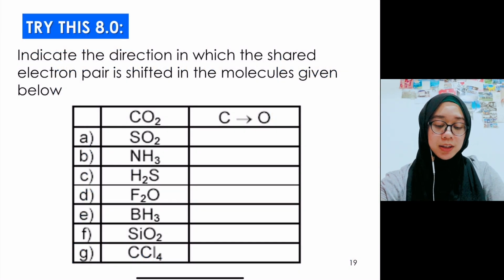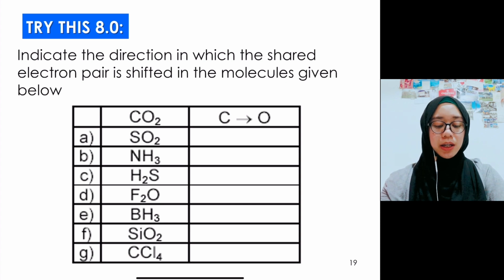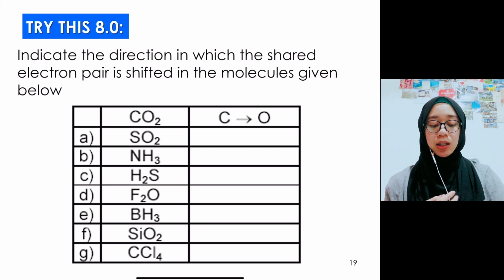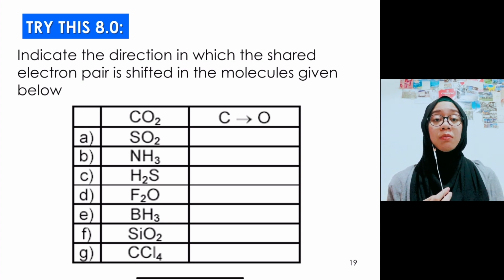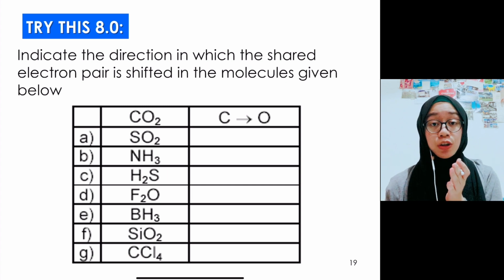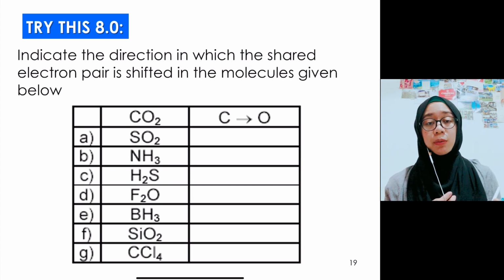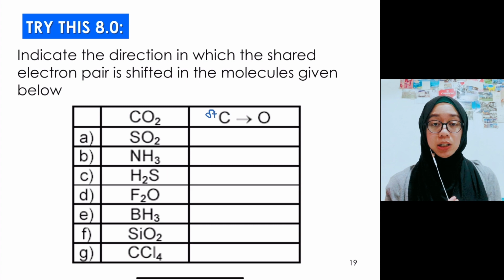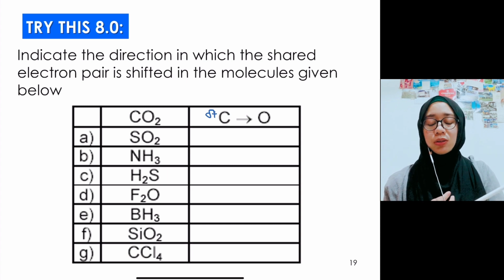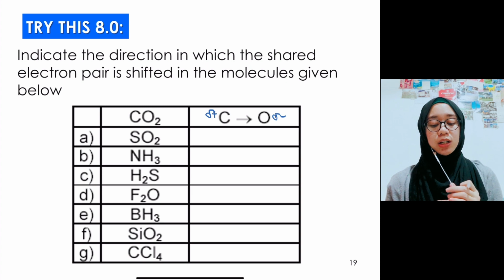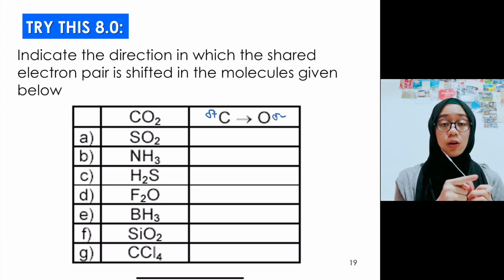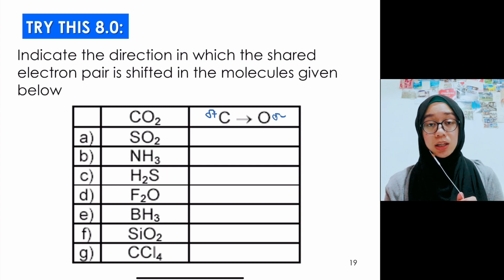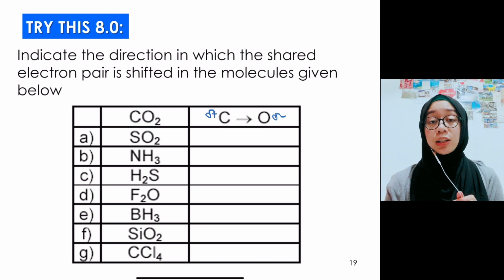Okay, so now it's your turn untuk buat try this. So indicate the direction in which the shared electron pair is shifted in the molecules given below. So basically the shared electron pair akan move from a more electropositive ke arah more electronegative. Okay, so macam contoh yang diberi kepada kamu CO2 kat sini. So carbon being the more electropositive, so dia adalah partially positive. Oxygen pula being more electronegative, so dia partially negative. So that is why arah electron tu adalah daripada carbon ke arah oxygen. Okay, so try to identify juga untuk molecules kat sini, ke mana pergi kita punya shared electron pair tu sebenarnya.